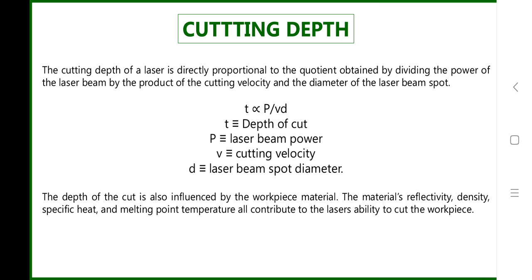Now here I will discuss the cutting depth of this laser. The cutting depth of this laser is directly proportional to the quotient obtained by dividing the power of the laser beam by the product of the cutting velocity and the diameter of the laser beam spot. So here I have given a mathematical formula. In this, small t is the depth of cut, capital P is the laser beam power, small v is the cutting velocity, and small d is the laser beam spot diameter.